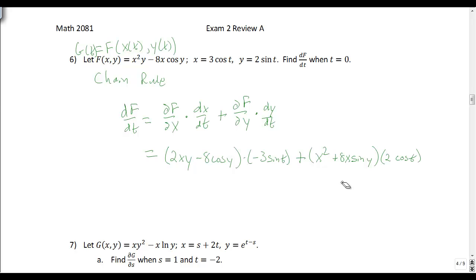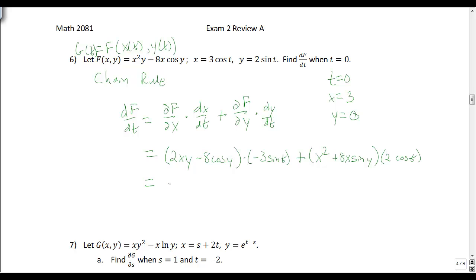There's a temptation to go ahead and plug in 3 cosine t for x and 2 sine t for y. That's going to generally create a mess. Well, not that bad. You presumably could work through that and then plug in t equals 0. What's easier to do is say, I'm going to plug in t equals 0, but when t equals 0, x is 3 times 1, that's 3, and y is 2 times 0, that's 0. So I can plug t equals 0 into my formula for x and into my formula for y, and that gives me values I can just plug in at this level here without having to substitute in and make this whole thing in terms of t.